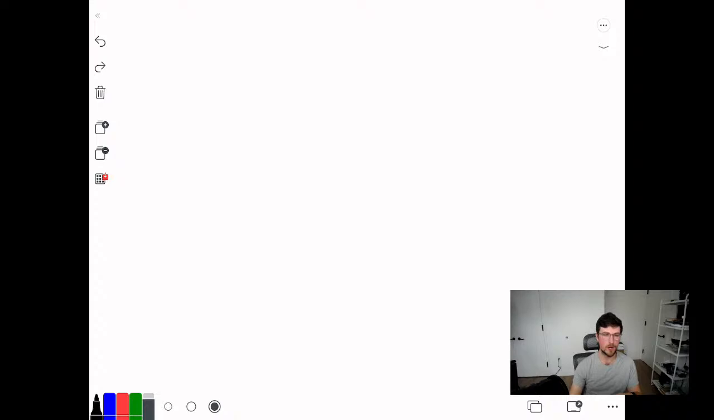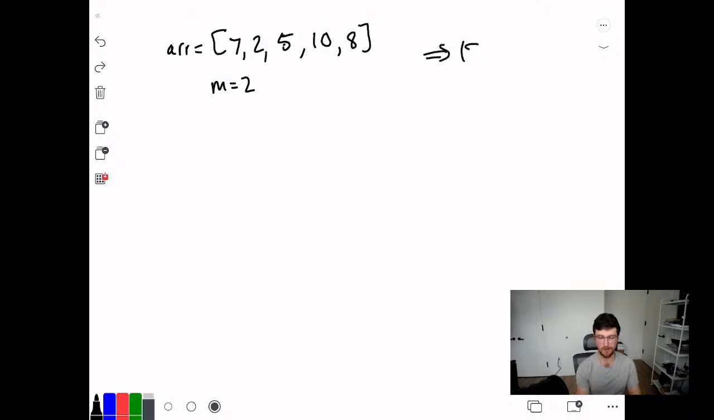What would our candidate look like? So in this case, we have an array that's 7, 2, 5, 10, 8. M is going to be equal to 2. Our array is equal to this. And the question is, if I have some candidate, like I want to return some value, in this case, the result was 18, right? The result was 18.